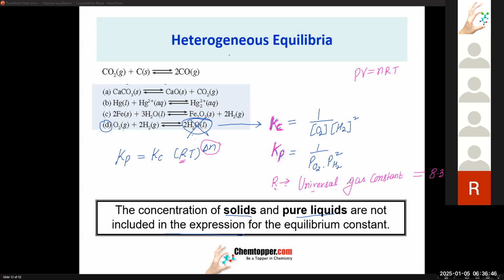Okay, so the universal gas constant is this, and that is R. What is delta N in this reaction, children? Delta N?